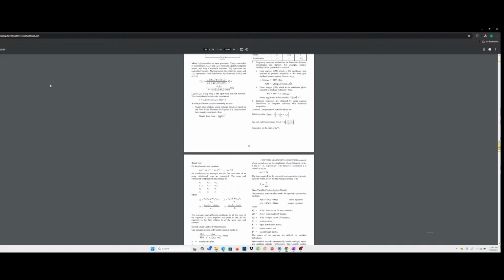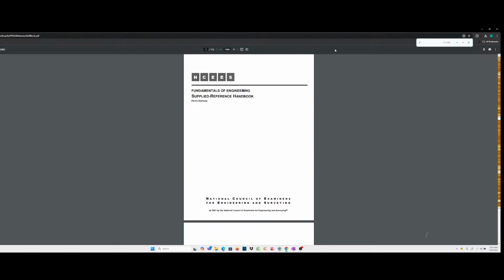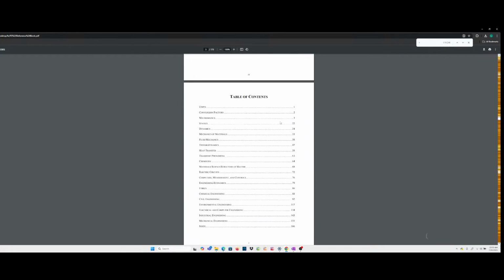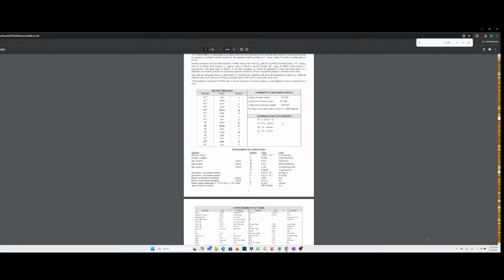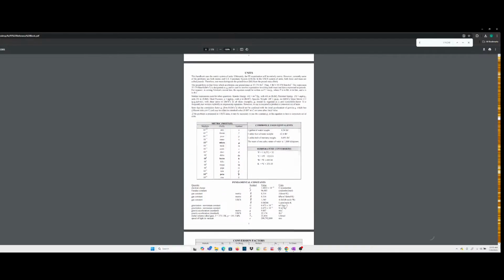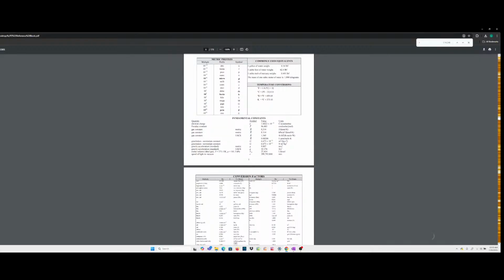If we search R, I believe it should be around the first page where all the units are. Yeah, it should be around this page. Gas constant. Okay, yeah, you see the gas constant. So the gas constant we're going to use for this is going to be 8.314.